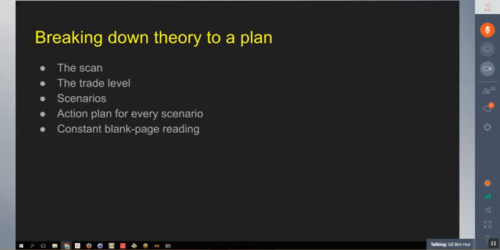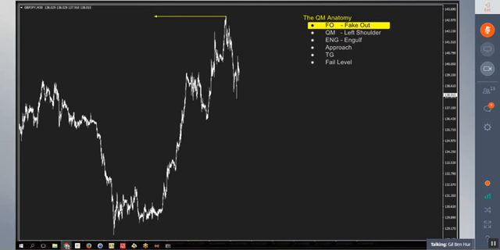Okay, so now we take the Quasimodo and we need to break it down to a plan. How we're going to trade it and what we're going to do with it. First, we want to scan, to see the right things, and once we see it, we want to create our plan.